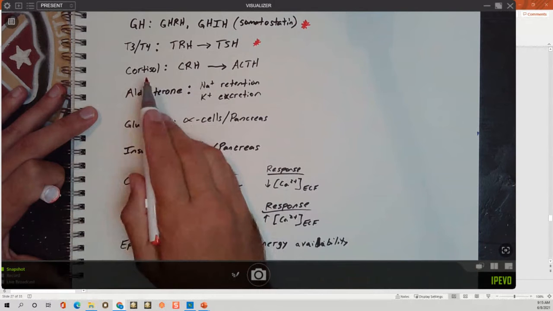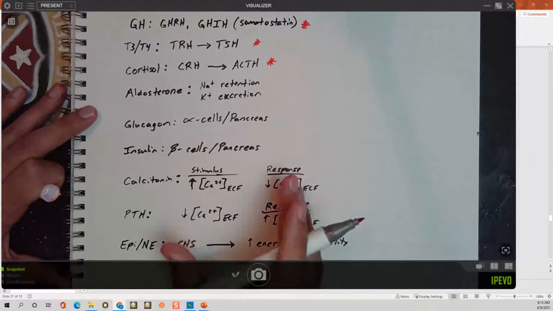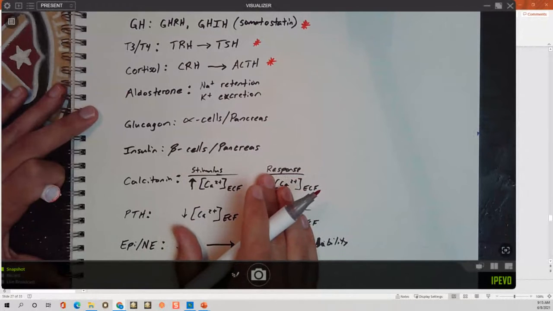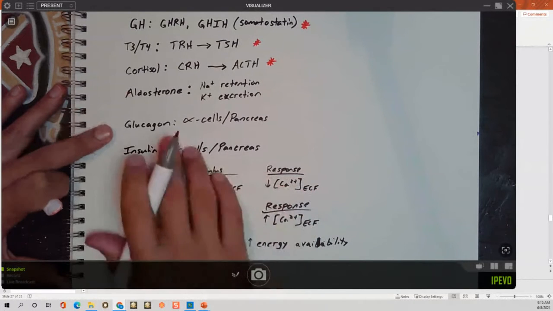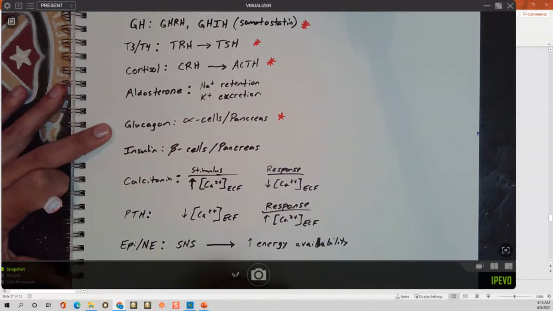This is not, we just associate it with that because it starts to cause the release of glucose, and we want that over the short term. You guys are going to learn that glucagon is all about increasing blood glucose levels. So it's all about allowing for energy availability as well.